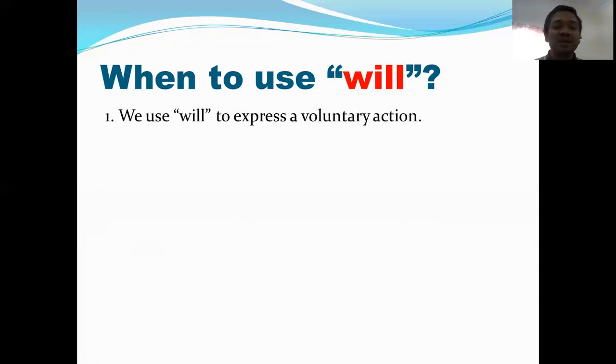We use will to express a voluntary action. I guess it is very understandable, but just in case you still don't understand what a voluntary action is, no one is forcing you to do it. That's voluntary. That's free will. No one forces you to do it. So that's something voluntary. So we use will to express a voluntary action.